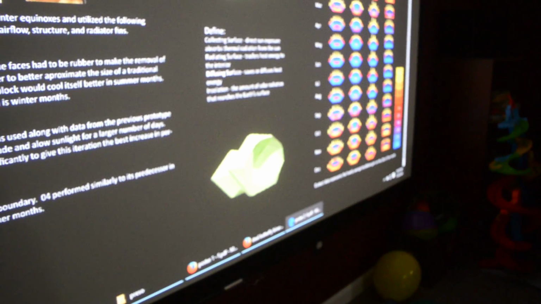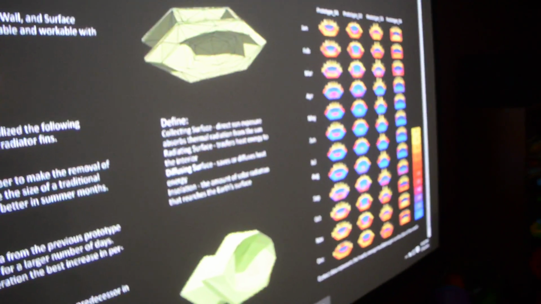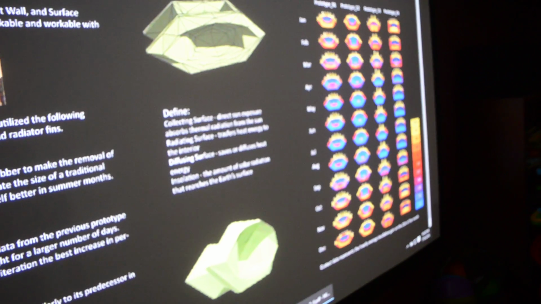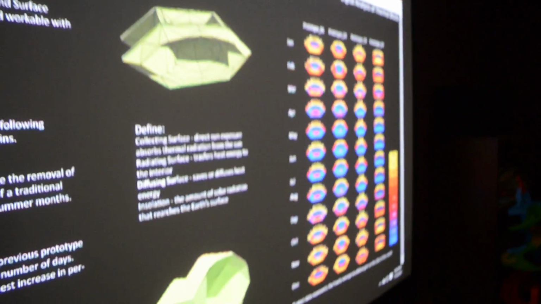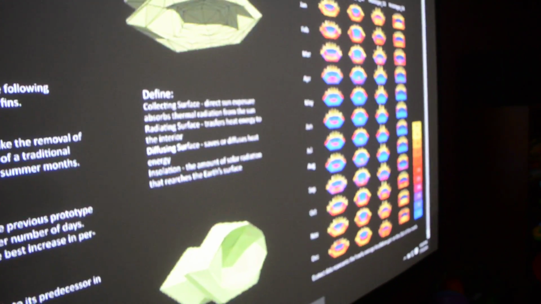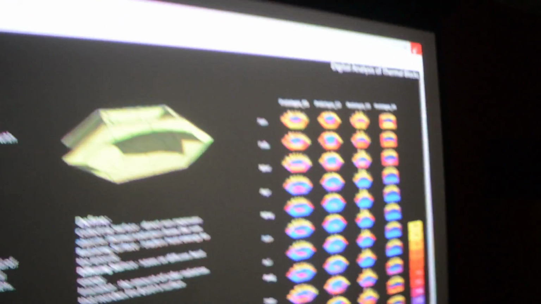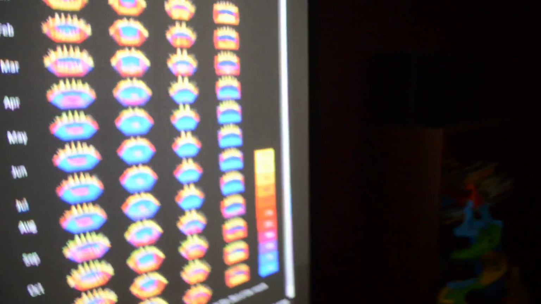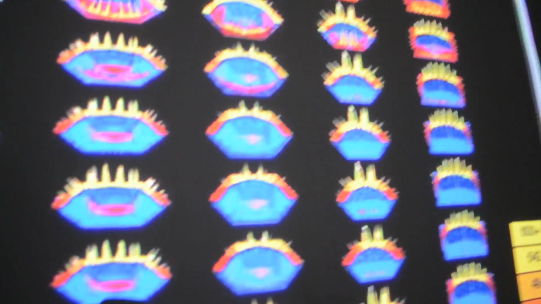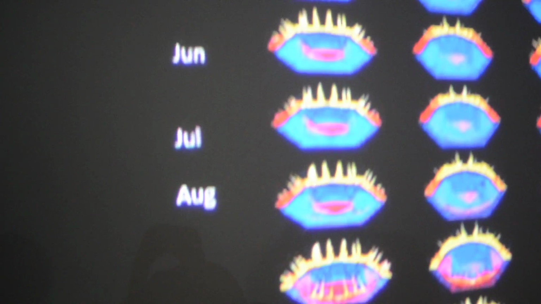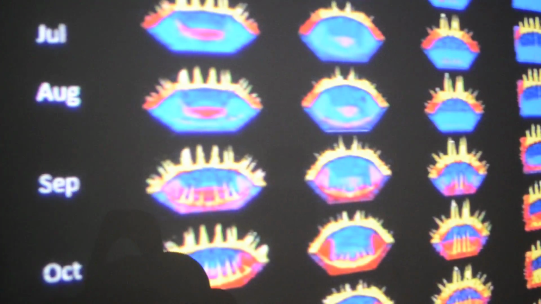So utilizing trial and error, Matthew Gindelsparger and the team were able to come up with, again, a more efficient block for the summer desert heat. It absorbed the sun in the daytime and dispersed it during the nighttime. It actively shaded itself. As you can see, the blue areas here are cool, and those are during the heated months, so that's when the sun is higher.